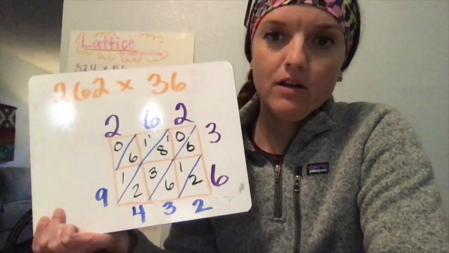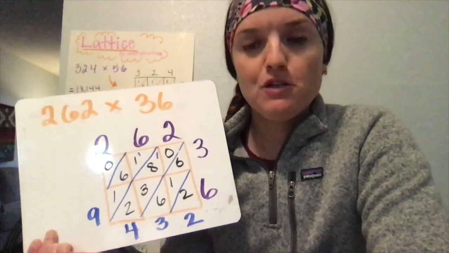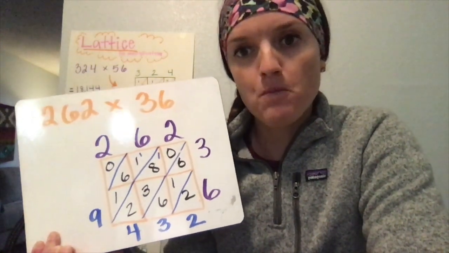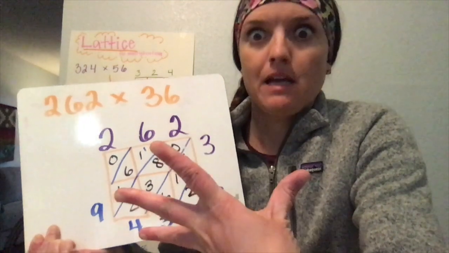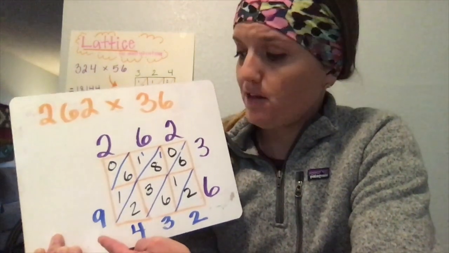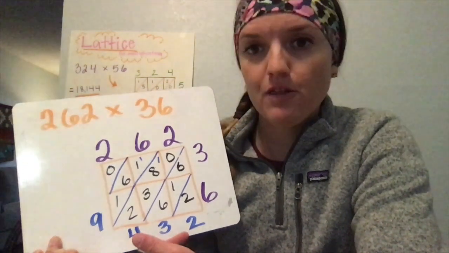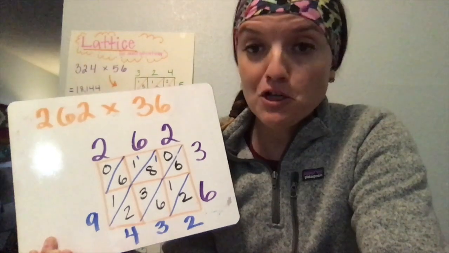You can see I have all of my added answers in blue below. Now, obviously, you don't have to do this in color at home. I just wanted things to stick out so you can notice them a little bit more. But we're just going to look at the number from left to right, and it is 9,432. And guess what? That's our answer.